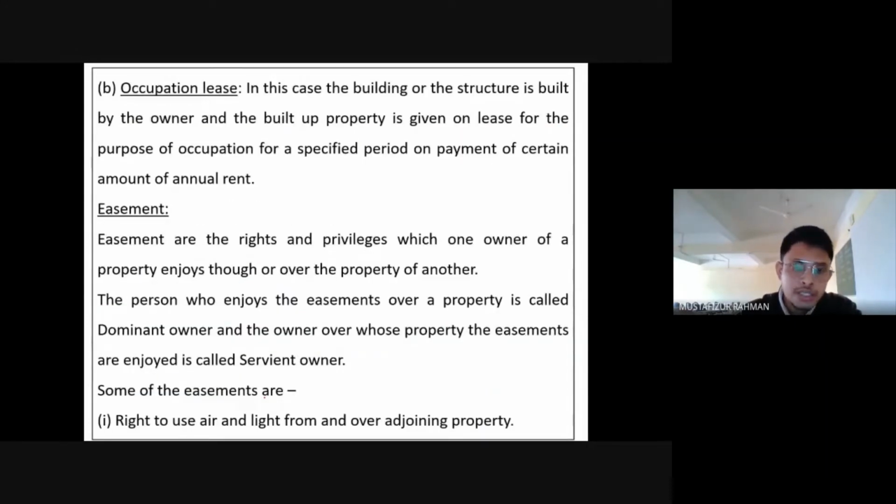Then an occupation lease. Now in the occupation lease, you are the owner, you constructed a building or facility, then you give the lease. Then you give it for use to someone else. That someone else will come, will make an agreement with you to use the building that you have constructed and will pay you monthly or annually a certain amount of money. That is occupation lease.